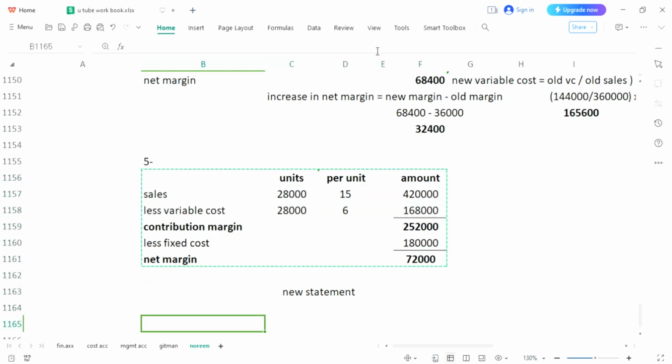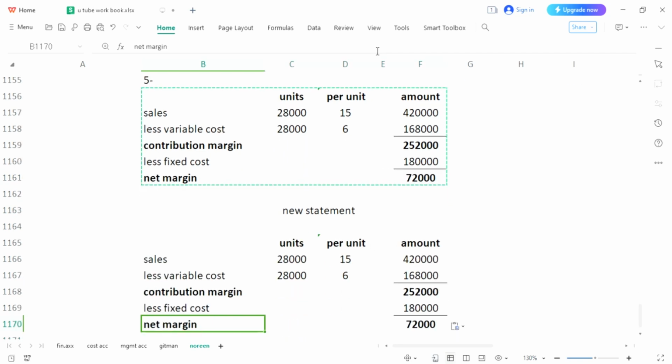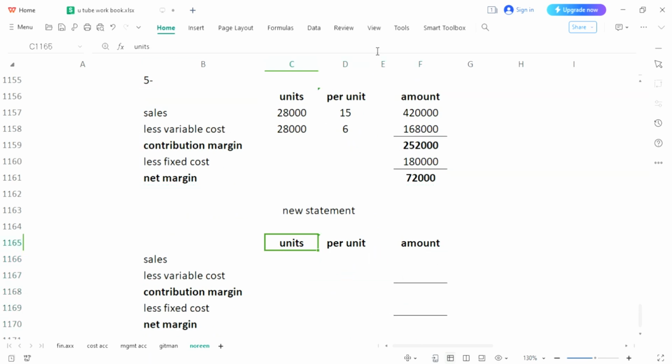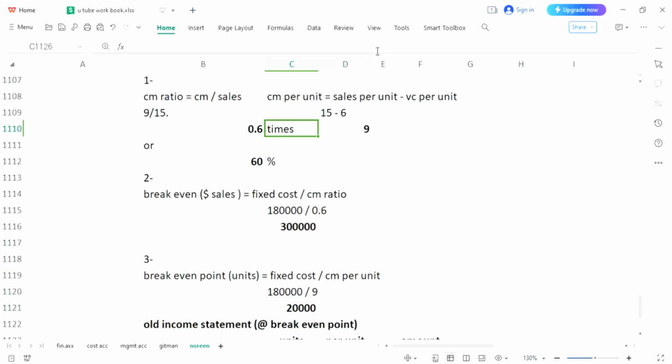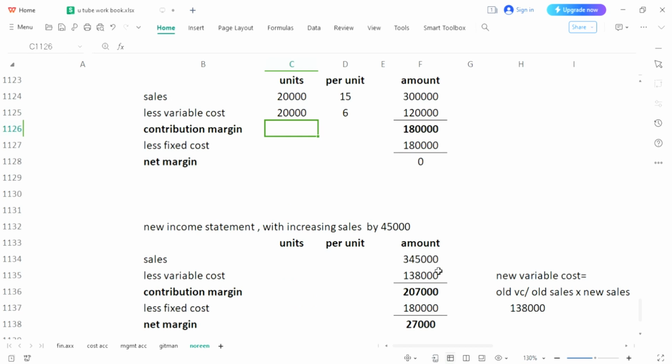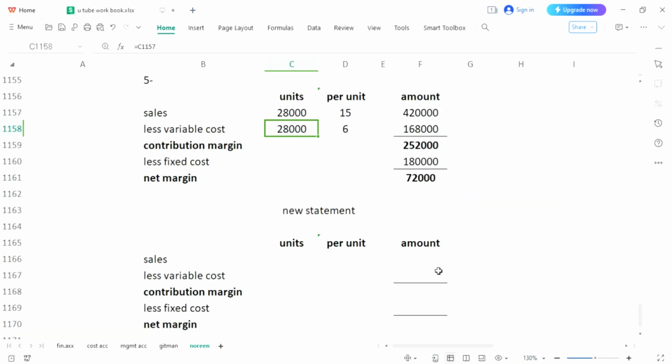Okay, so we have the income statement again, and we will observe what changes the question asks us to make. Let's go step by step. Assume that the company sold 28,000. The sales manager is convinced that a 10% reduction in selling price would help. So the first element we have got is a 10% reduction.